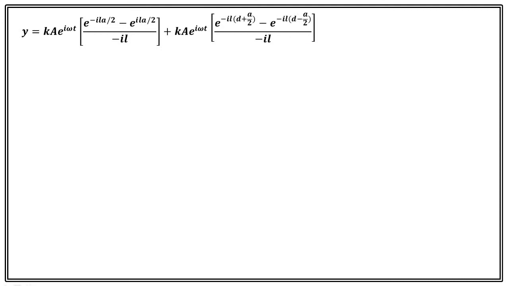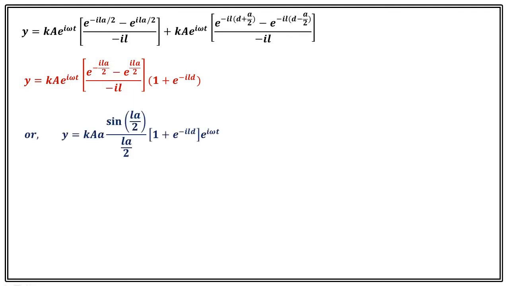Now look carefully, there is a common factor between these two terms. Just take that outside: ka e to the power i omega t, e to the power minus i la by 2 minus e to the power i la by 2, divided by minus il. So here we will have 1, and from here we get e to the power i ld. Look at this term carefully. We can represent this term in the sine function, right? e to the power i theta minus e to the power minus i theta equals 2i sine theta. We will use that relation and we can simply write this factor as Ka sine(la by 2) upon (la by 2). Here we have introduced small a.